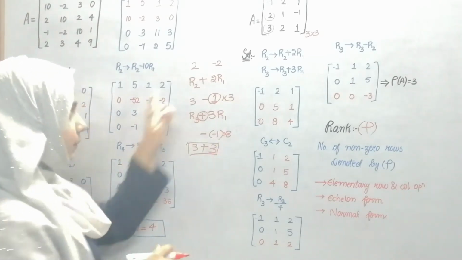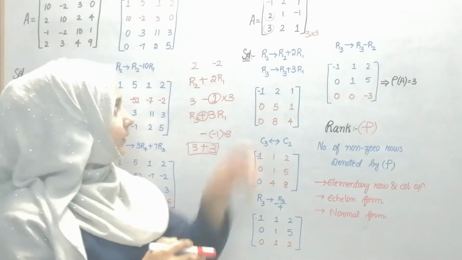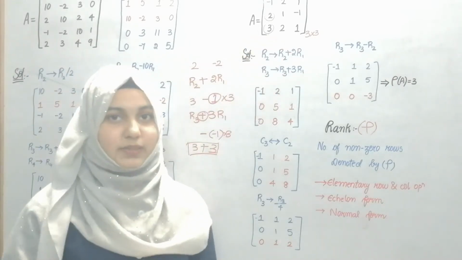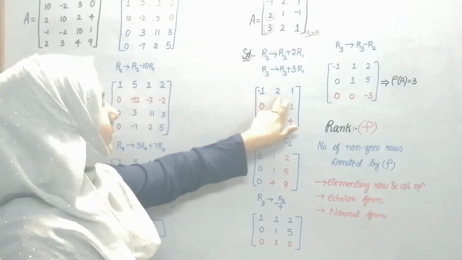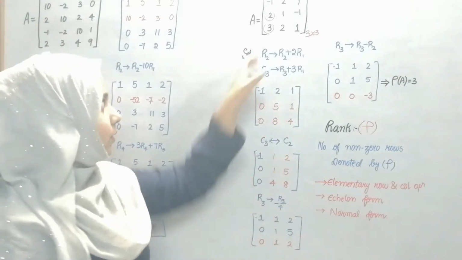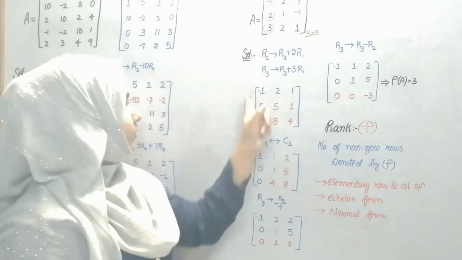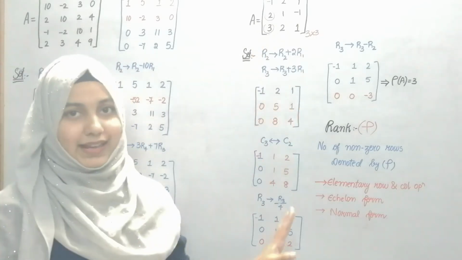So now let's see one by one how we'll get these two elements as 0 and how the rest of the elements change. So the first row will be as it is because I'm doing nothing to this row. So -1, 2 and 1 will remain as it is.